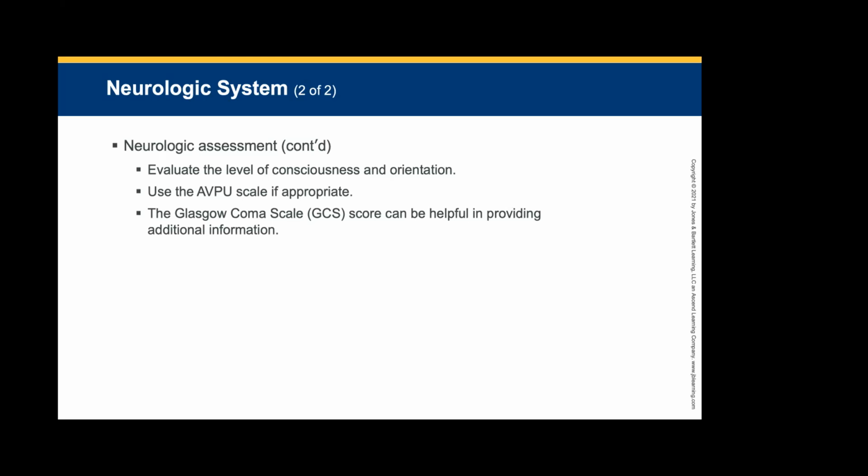So a dead person gets a 3, period. And the most awake, alert, and oriented gets a 15. So you have eyes, verbal, and motor. So let's count this. I think I can draw on here if I can find my key.